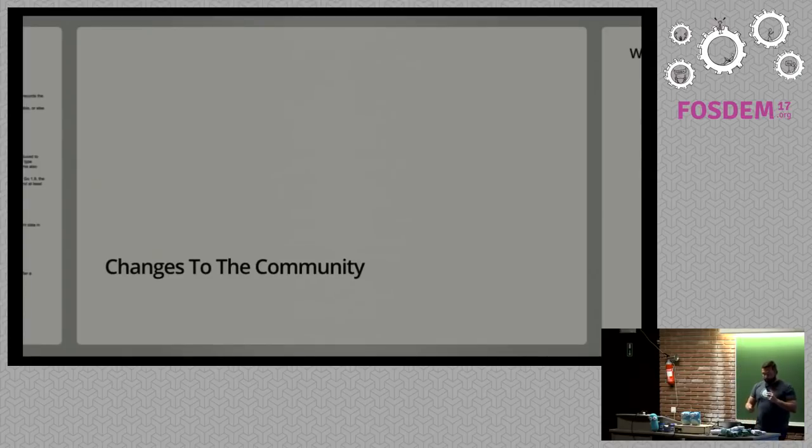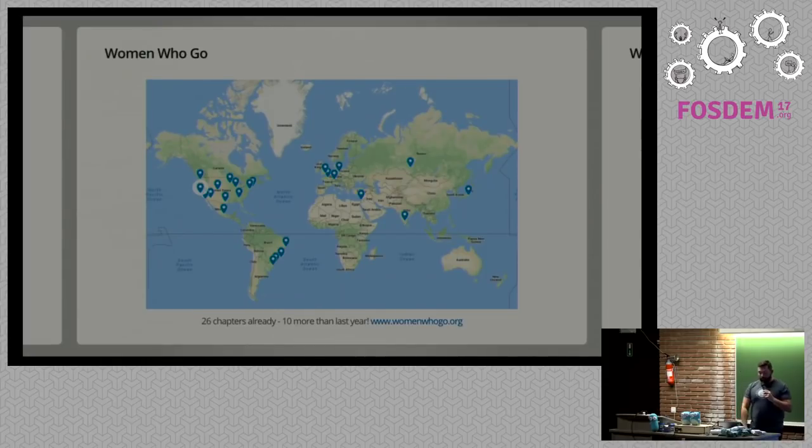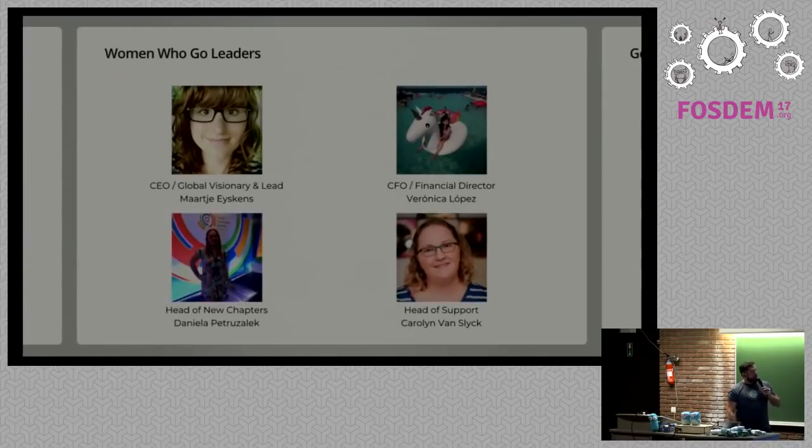So, changes to the community. This is Women Who Go. They now have 26 chapters, which is amazing. They had 16 last year. I redo this slide every time. This time I actually made the map so I can reuse it, which is nice for the first time ever. I'm not just using Paint. I was using Paint. So this is really good. They're all around the world, which is amazing. So if you are a woman and you write Go, you should join one of those chapters or create a new one. Also, they have a new board of management.